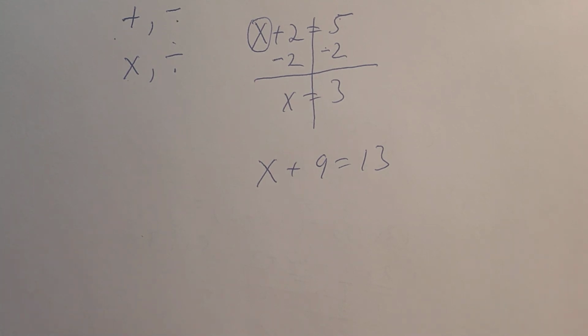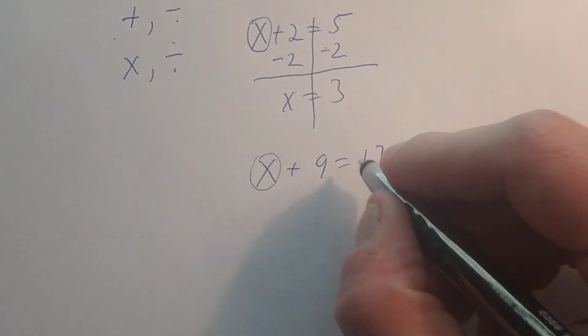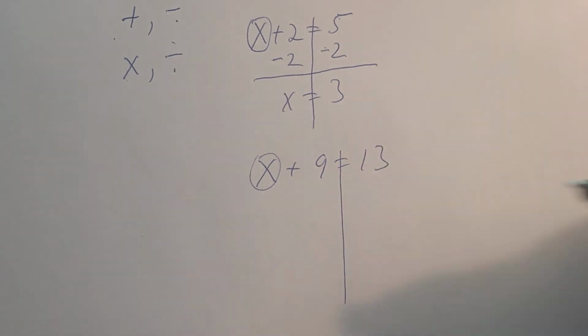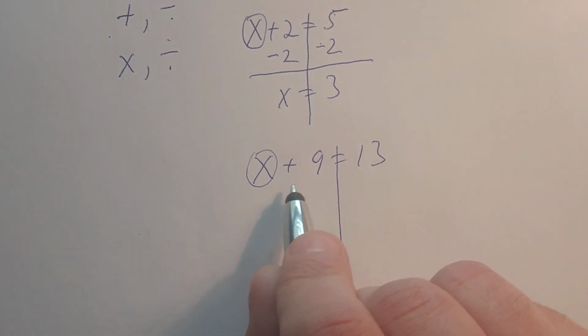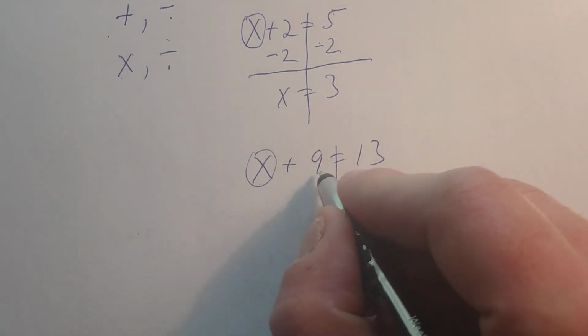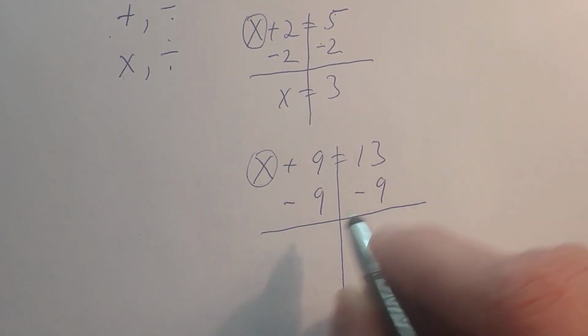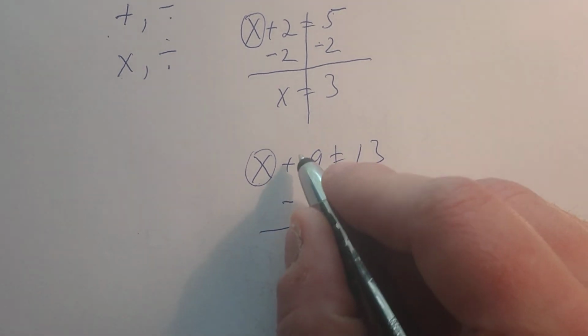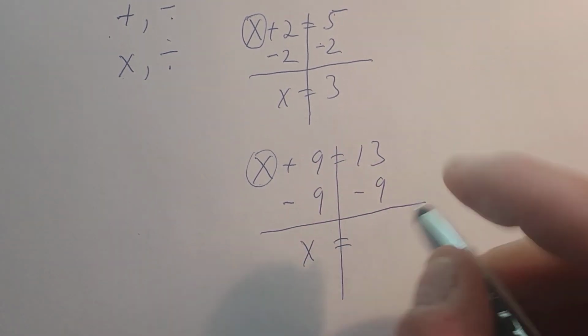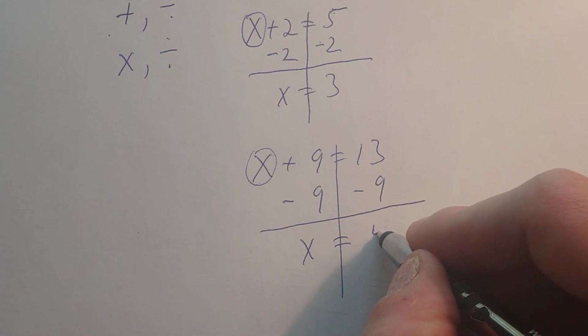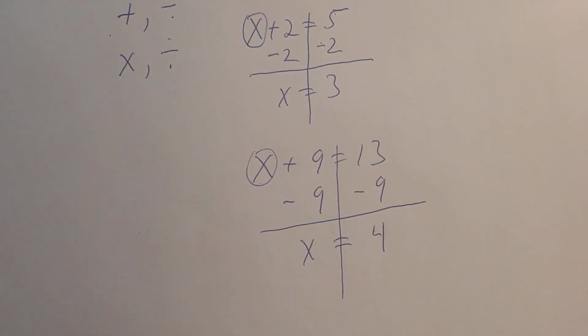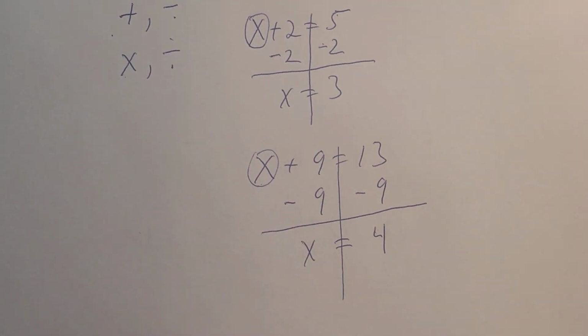All right. If you tried it on your own, I'm going to find my variable, draw a little line down. Now I'm trying to get this by itself. So if I'm adding 9 to it, that means I have to subtract 9 from it. And what I do to one side, I have to do to the other. This just becomes x equals 13 minus 9, which is 4. So that's how you solve an addition problem.